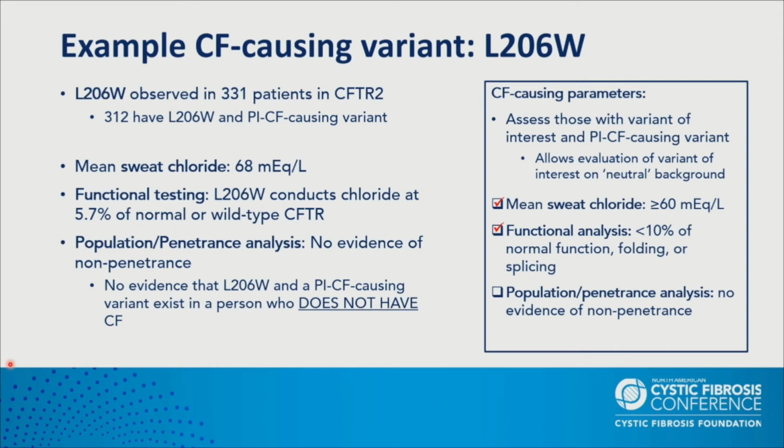And again, the double negative, we have no evidence of non-penetrance, so we don't think that there's anybody running around who has L206W and a CF-causing variant who doesn't have CF. We don't think that that exists. And so that ticks our population and penetrance analysis box. We've now met all three criteria to call this variant CF-causing, and so that's what you'll see if you look it up online.